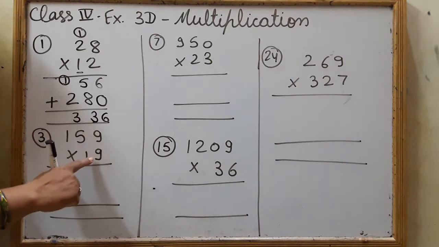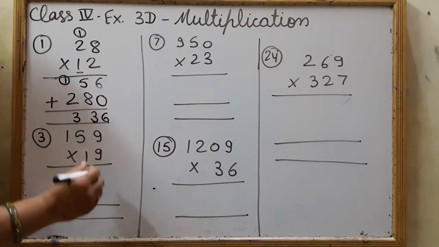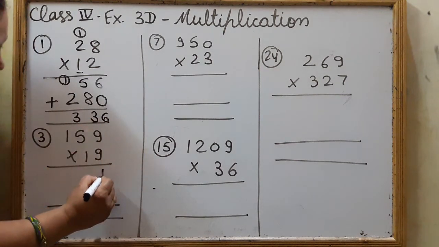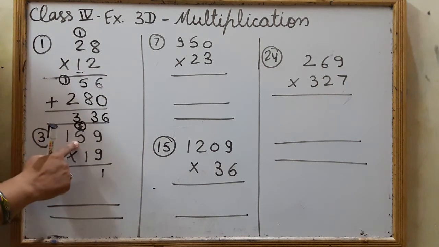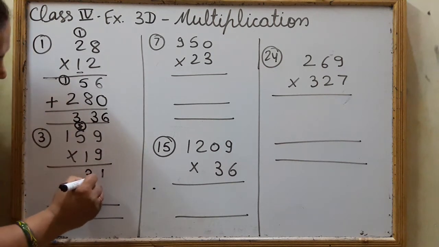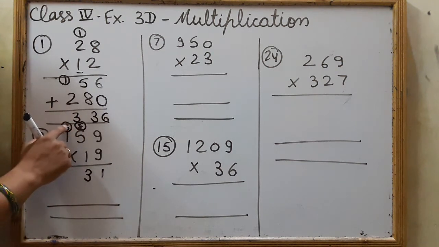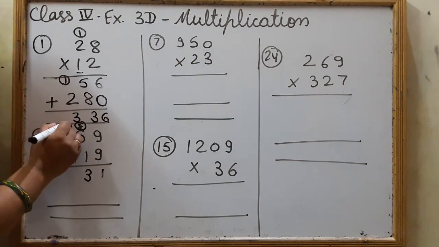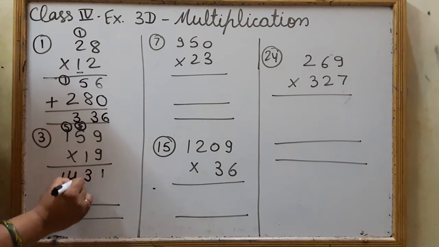9 nines. Again, ones place number, we will multiply first. 9 nines are 81, 8 carry. 9 fives are 45 and 8, 53, and 5 carry. 9 ones are 9 and 5 is 14.